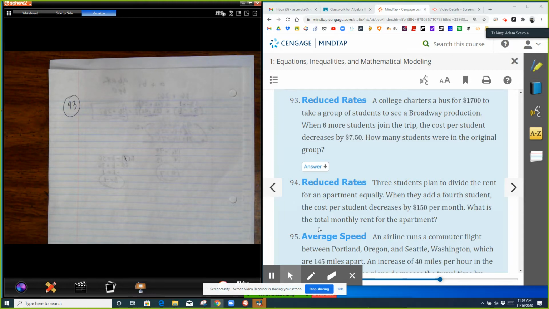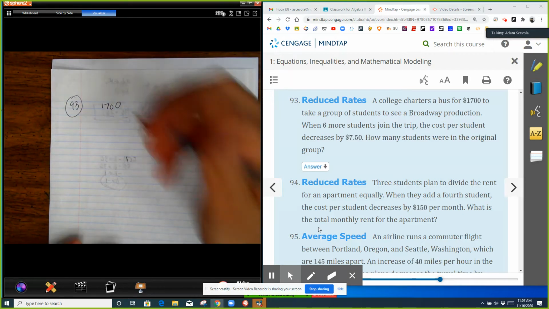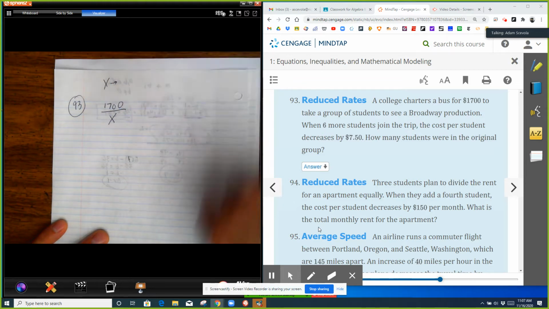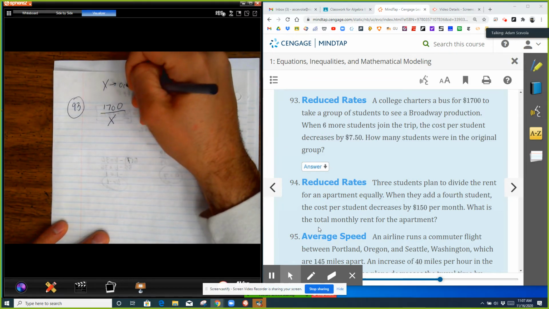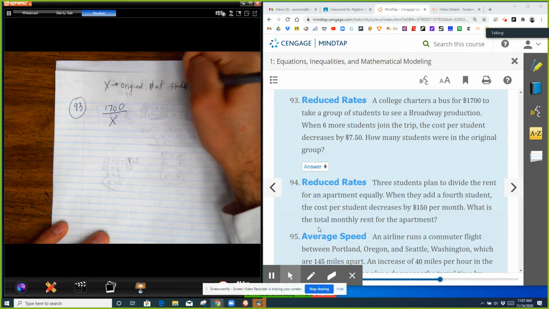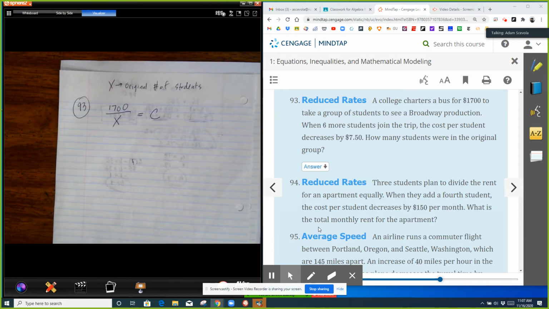Okay, so we have $1,700 divided amongst a group of students. So we'll call that X. So 1,700 over X, where X is the original number of students, is going to cost a certain amount of money that we don't know. We'll say C, right? It costs C dollars. So we got 2 variables. That C is going to be the original cost per student.